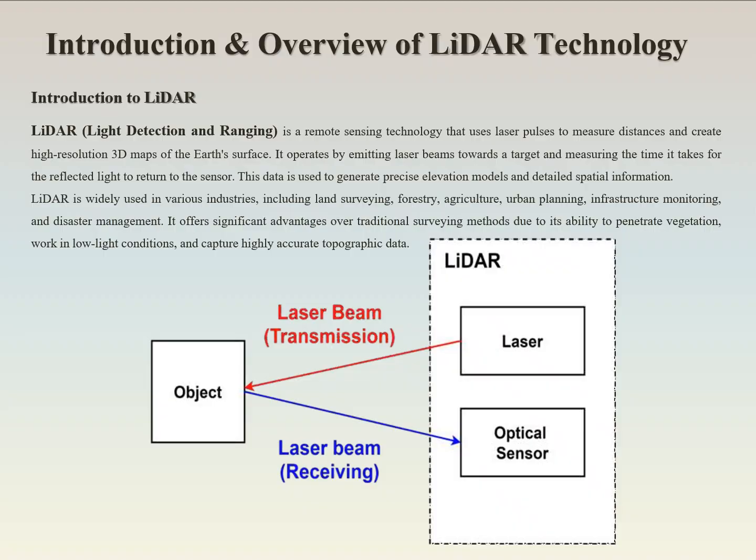Now we discuss about overview of LiDAR technology. LiDAR stands for Light Detection and Ranging, and it's like a laser-powered measuring tool. It shoots out laser beams, measures how long they take to bounce back, and creates a super detailed 3D map of the ground. It's amazing because it can see through trees or work at night, unlike regular cameras. It's used for things like mapping roads, forests, or even disaster areas. Think of it as a drone with a laser ruler that measures everything precisely.